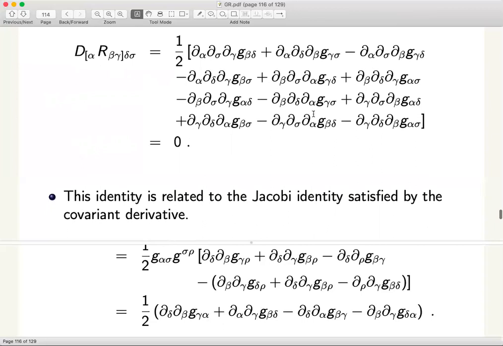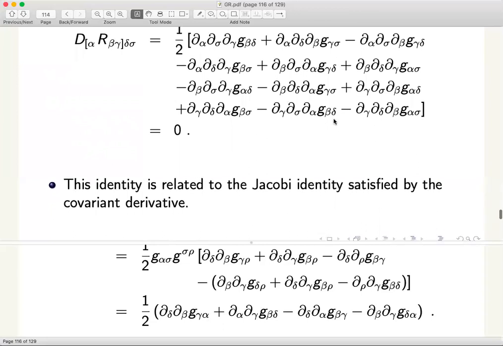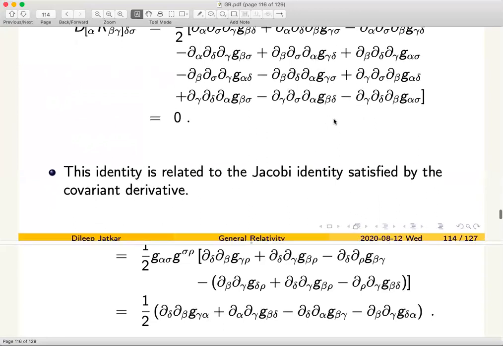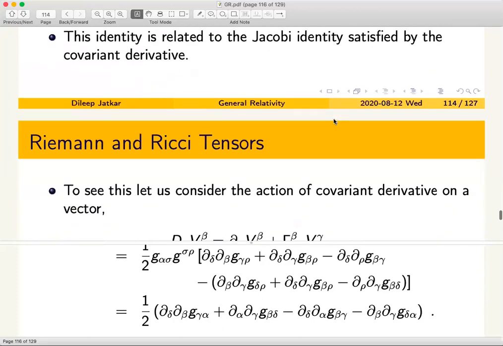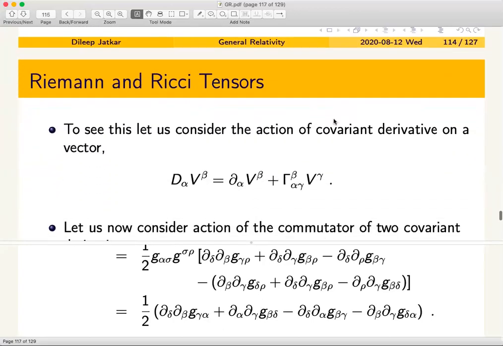Therefore, we can relate this identity to the covariant Jacobi identity satisfied by the covariant derivative. You can check that by doing the following. Define the action of a covariant derivative on a vector in this particular fashion. Since the vector is a contravariant vector, there is a plus sign when you have a Riemann-Christoffel connection.